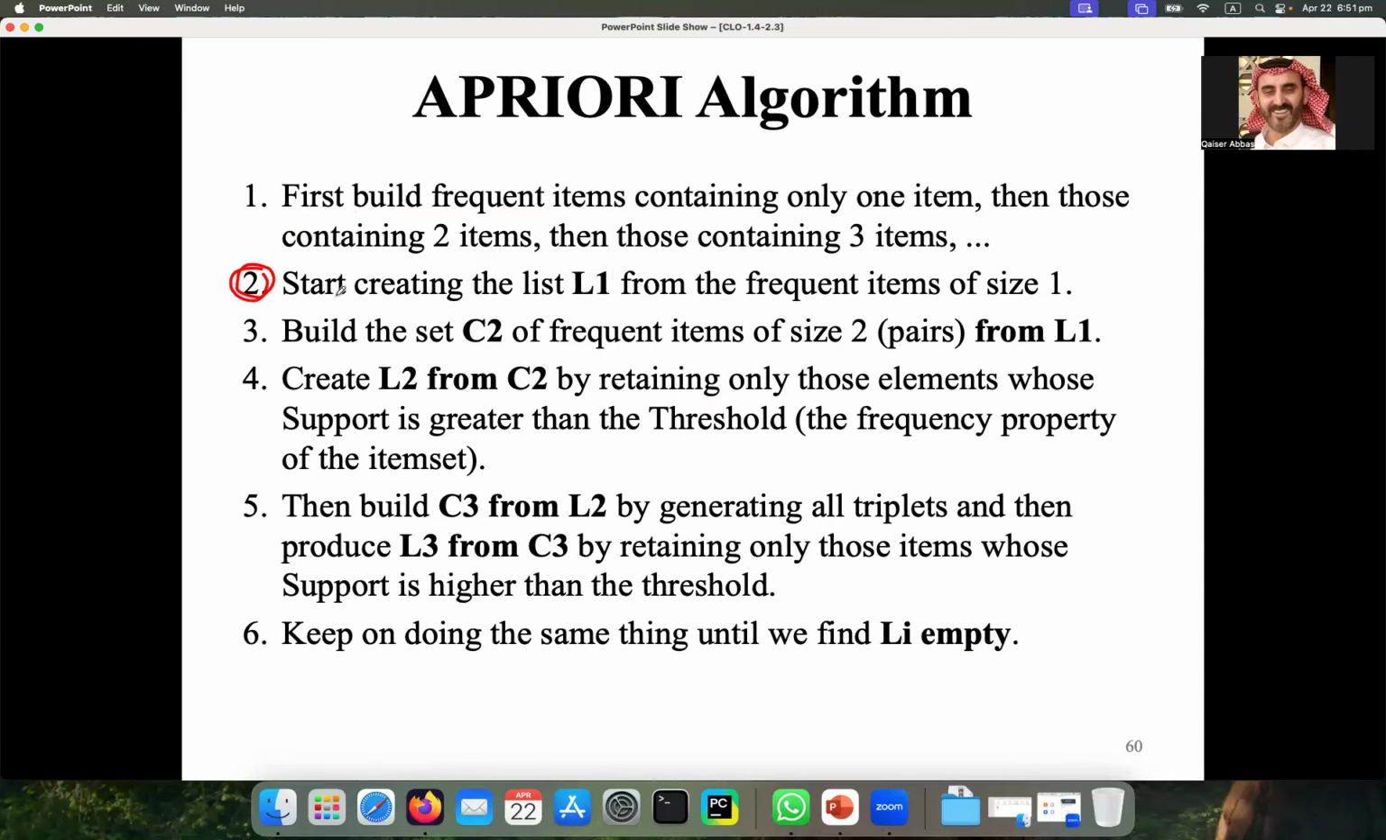So now we are going to create the list L1 from the frequent items of size 1. Initially in the data set, you have each point separated. So each point has size 1. So from that size 1, you are going to create the list L1. That list will contain items, frequent items.